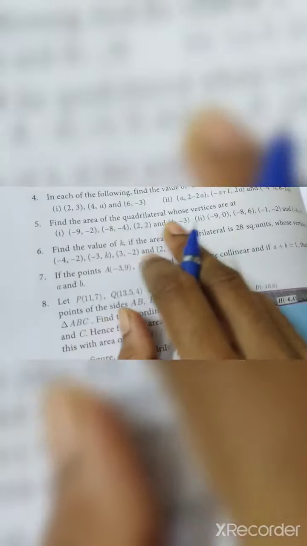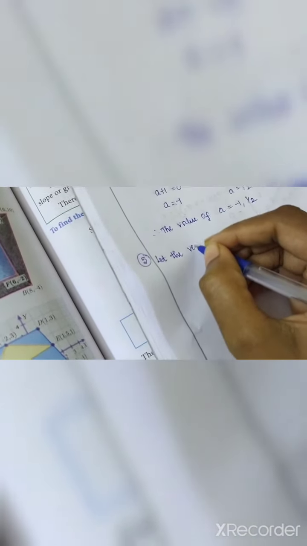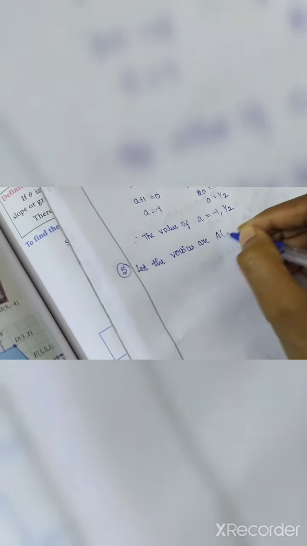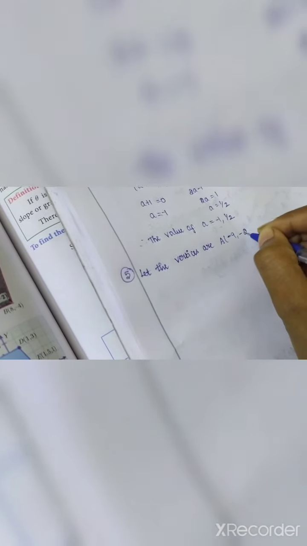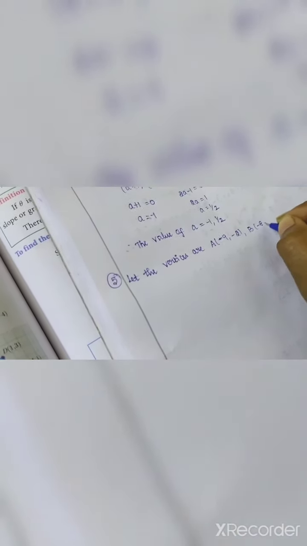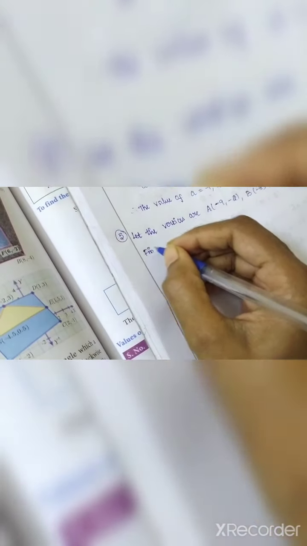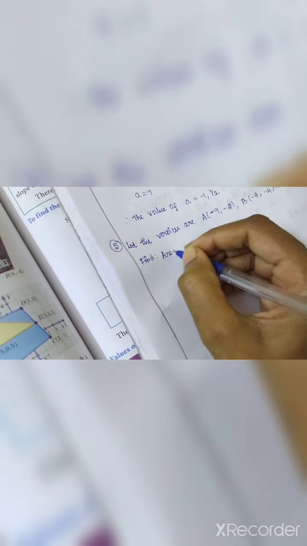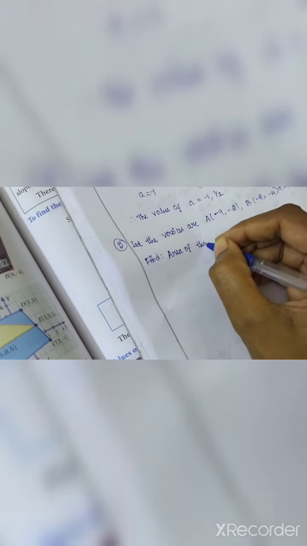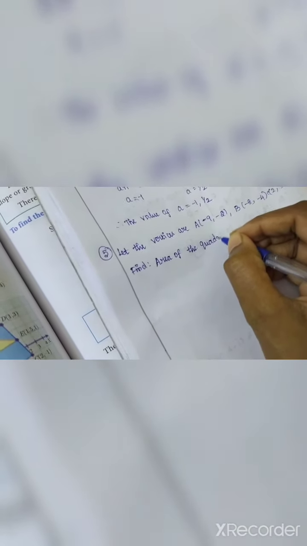So, to find the area of the quadrilateral whose vertices are given. Quadrilateral means obviously 4 sides. Let the vertices be the ones we are going to find out for the quadrilateral. A is minus 9 comma minus 2, B is minus 8 comma minus 4, and C is 2 comma 2. Find the area of the quadrilateral.